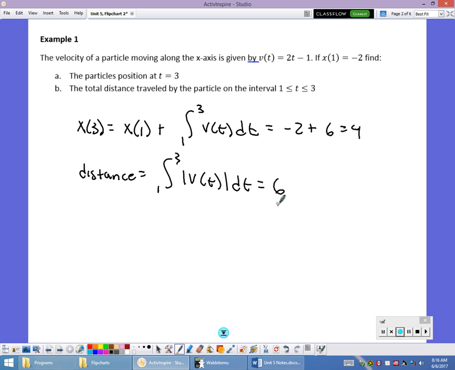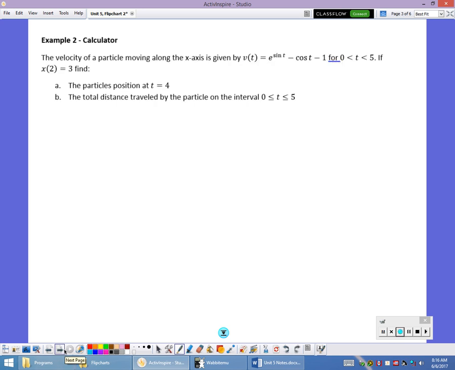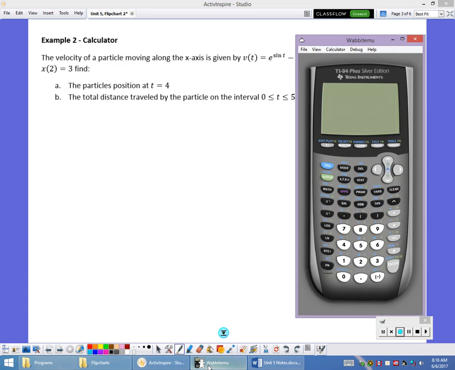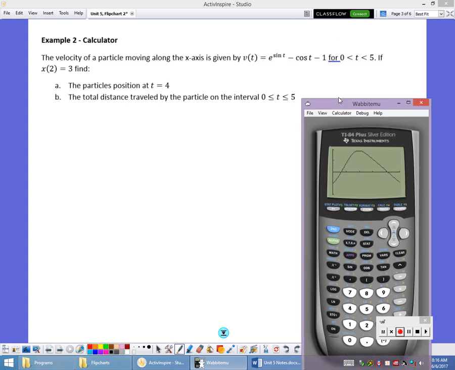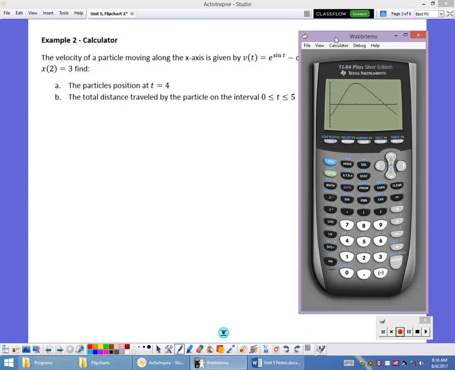In my second example, I'm doing exactly the same thing, but this time I'm going to be using a calculator. I did this to show you that sometimes it's moving left and moving right. So we put this in our calculator, and when I did, I graphed it for those 5 seconds, so I let it be between 0 and 5. You can see it moves a little bit left, moves right, and moves back left. And so then I ask you, what is the position of the particle at t equals 4?